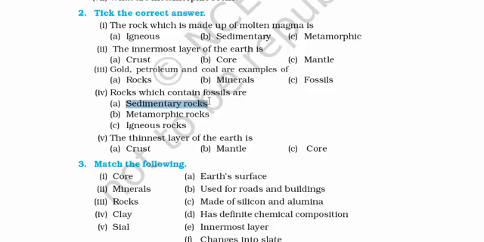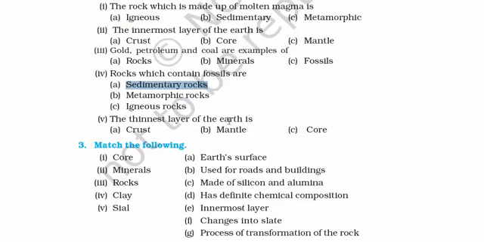Remember, sedimentary rocks are nothing but which are made up of compressed sand, and in between those layers of compressed sand, you'll find a lot of fossils of plant and animals. So it's sedimentary. The thinnest layer of the earth is crust, the uppermost layer, which is 35 km in radius. Mantle is 2900 and core is 3500.